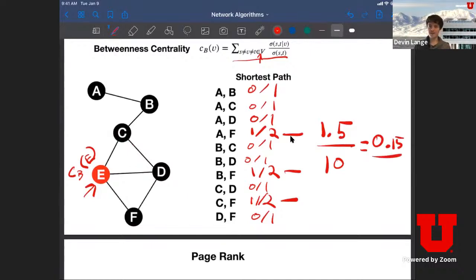Any questions about this analysis? Cool. Let me go back to our code here. Yep.